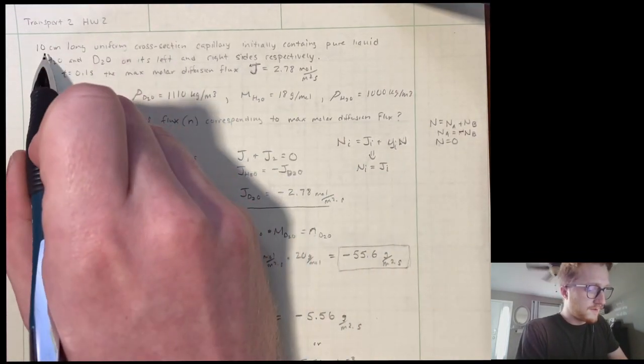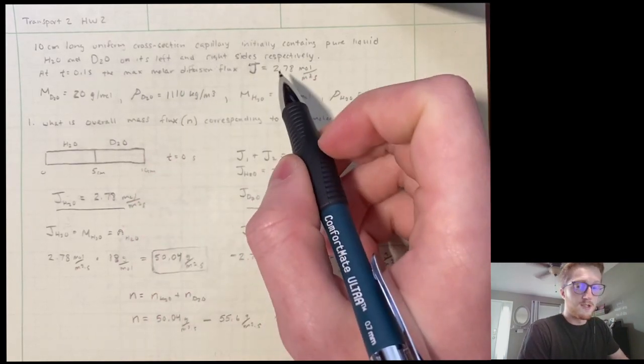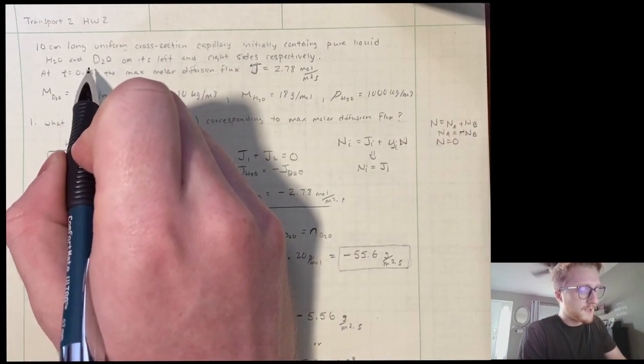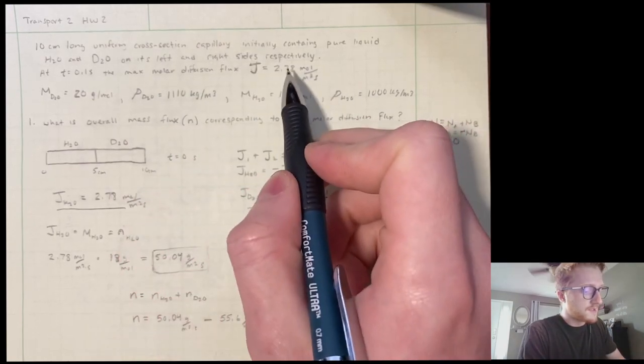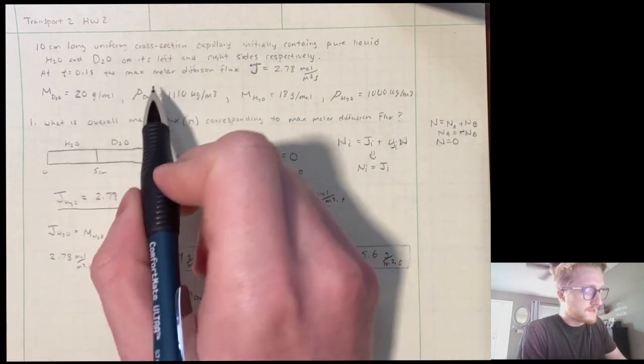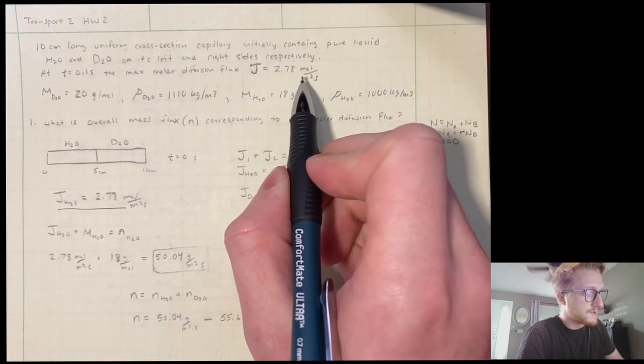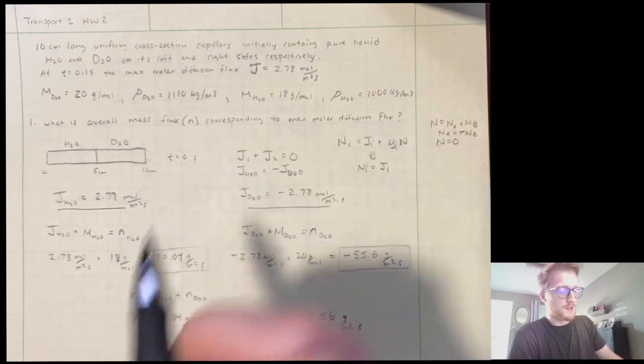Homework 2, we are given a 10 centimeter long uniform cross-section capillary, initially containing pure liquid water and deuterium on its left and right sides respectively, and at t equals 0.1 seconds, the max molar diffusion flux J is equal to 2.78 moles per meter squared second.